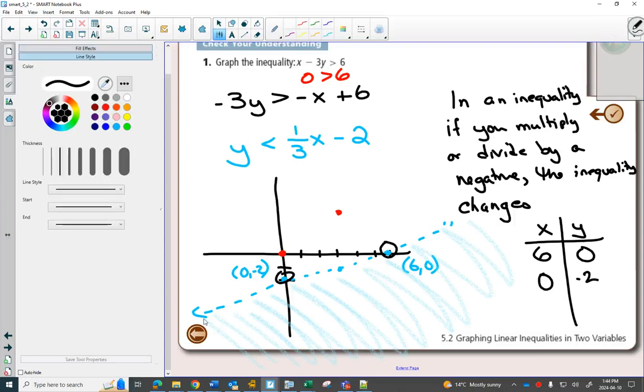Okay, so questions for practice. I'd like you to circle 3, 4, 5, and 7.